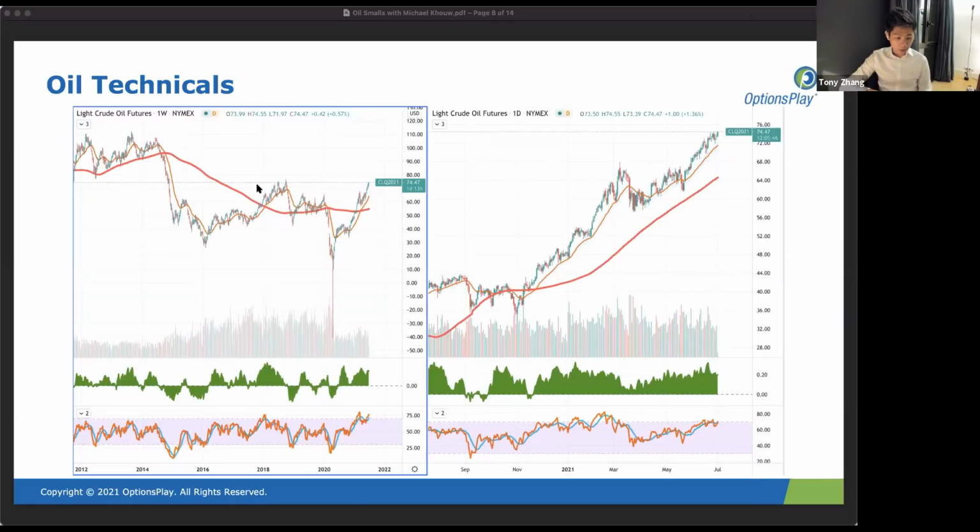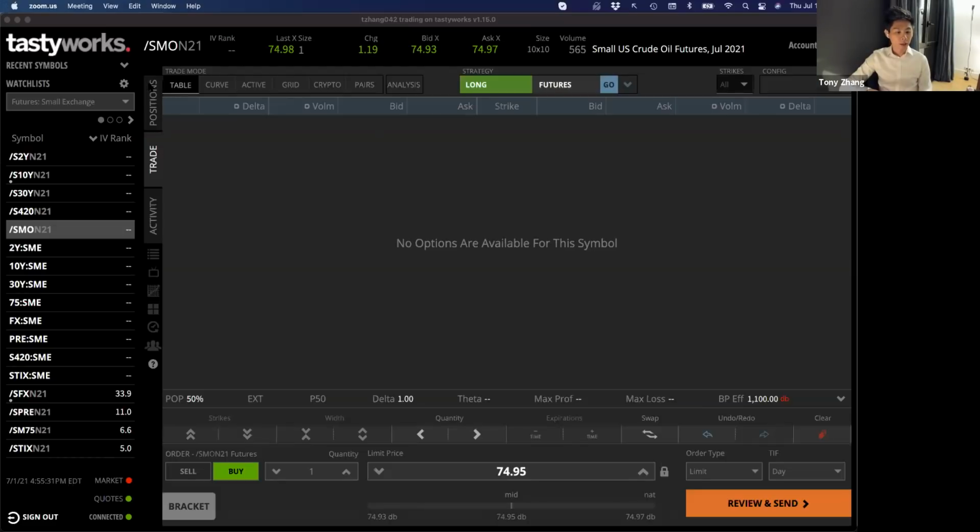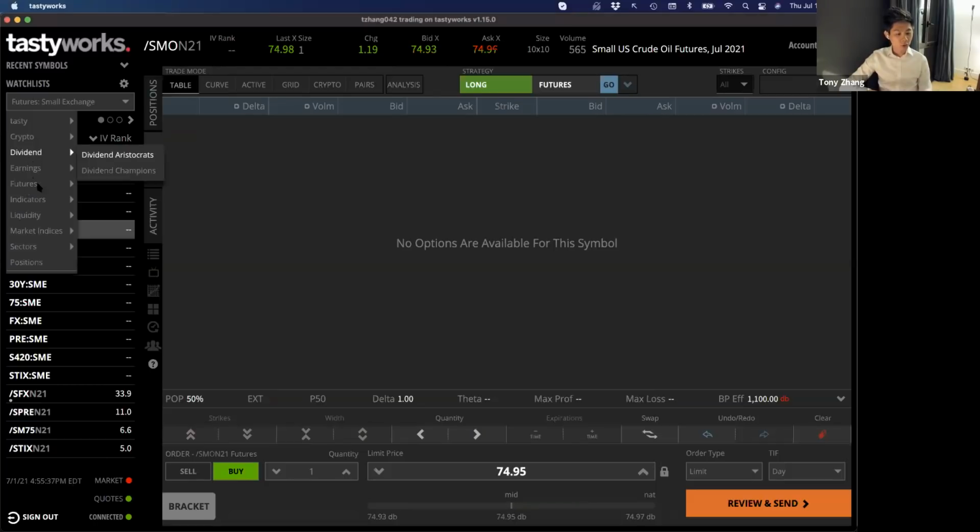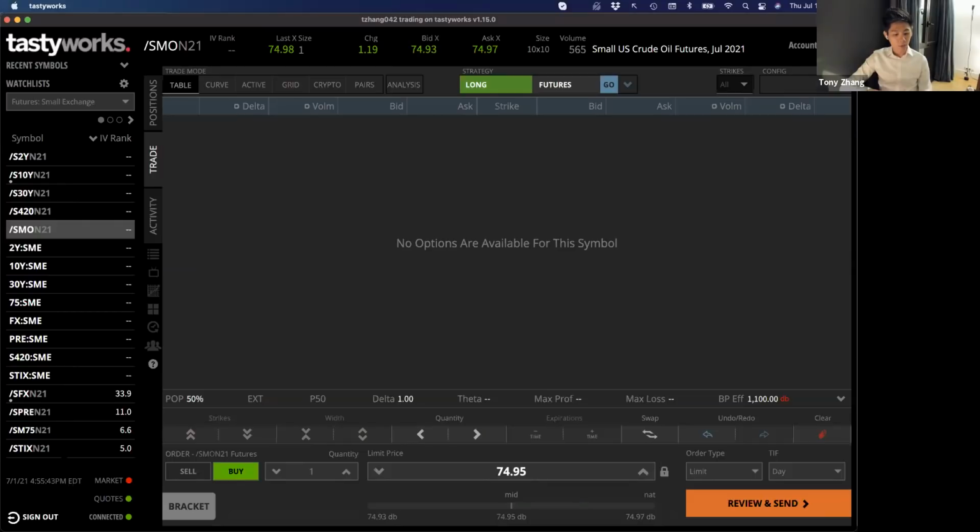And what I'll do here is share with you a sense of these small oil futures on Tastyworks, which you can access through the watch list. Under futures, there's a specific section for small exchange futures that will give you a list of all available small exchange futures that you can trade. As you can see, SMO is currently trading at about 74.93 by 74.97. When I click on the ask price, that will allow me to go long US oil.